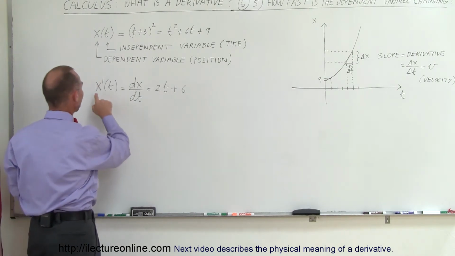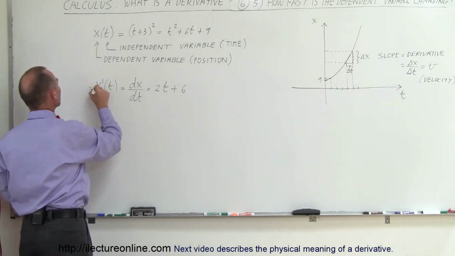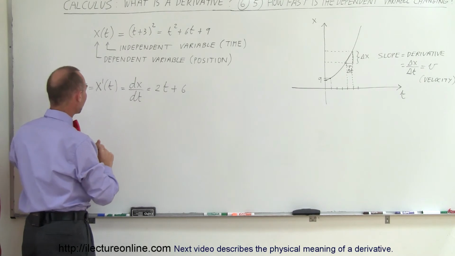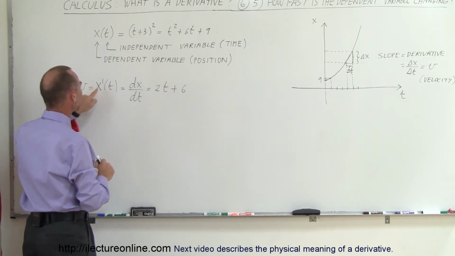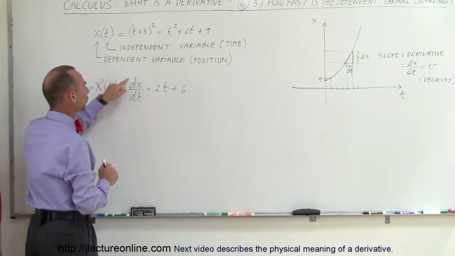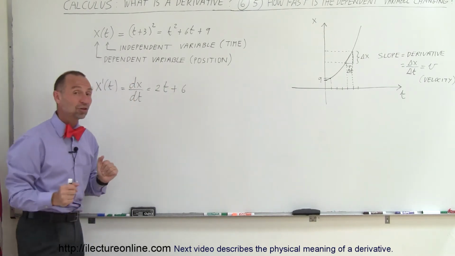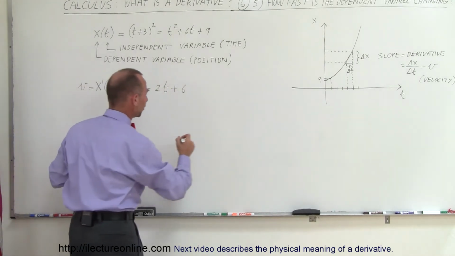So now we have x prime, which we know now is v. What that means is the velocity is simply equal to the derivative of x with respect to time, or x prime, or dx/dt, and we have another function now. So let's graph this function and see what we get.